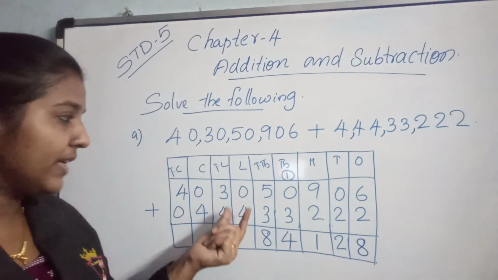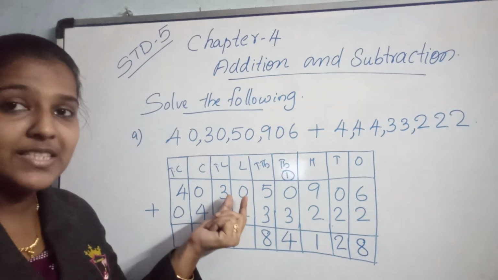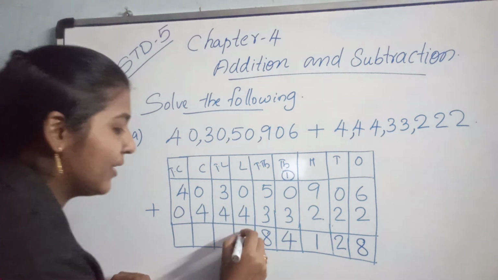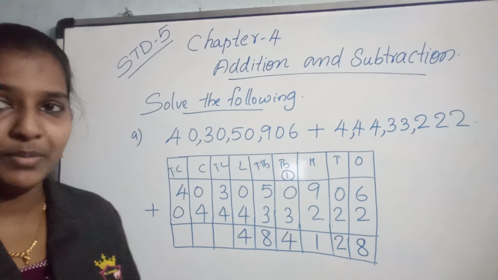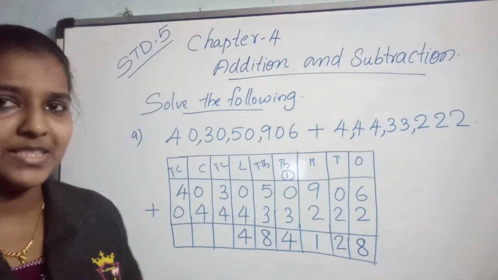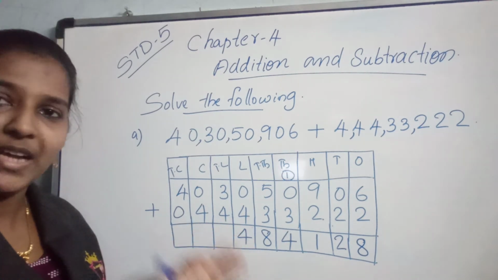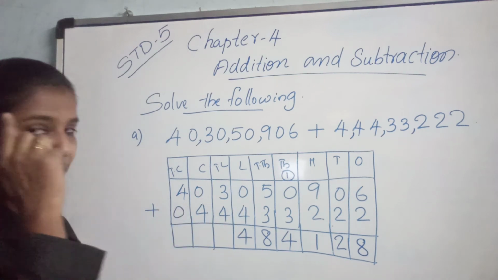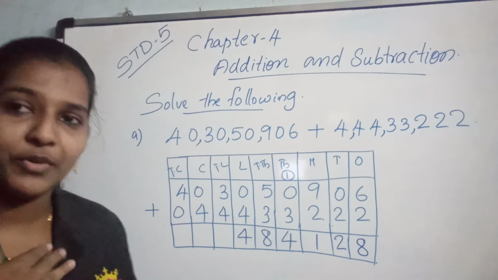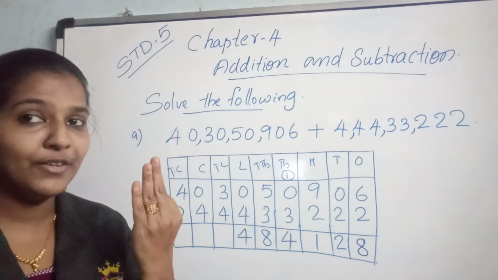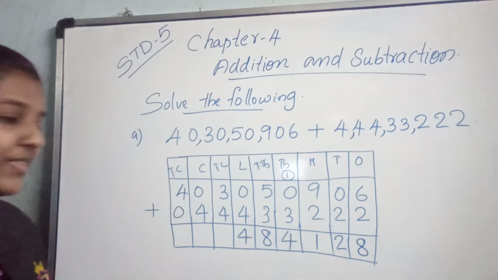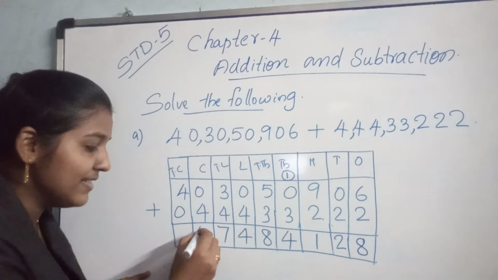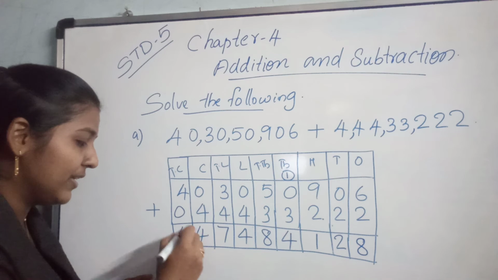Now move to the next place. That is lakhs place. The digits are 0 and 4. 0 plus 4, 4. Because if we are adding a number with 0, the answer will be the number itself. Here it is 4. That's why the answer is 4. Okay. Now move to the next one. That is 3 plus 4. First keep 4 in your mind and take 3 fingers. After 4: 5, 6, 7. Answer is 7. Now 4 plus 0, answer is 4. Again 4 plus 0, that is 4.